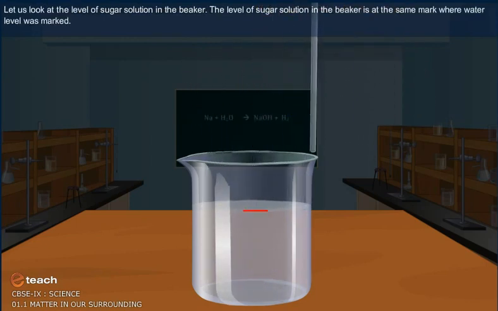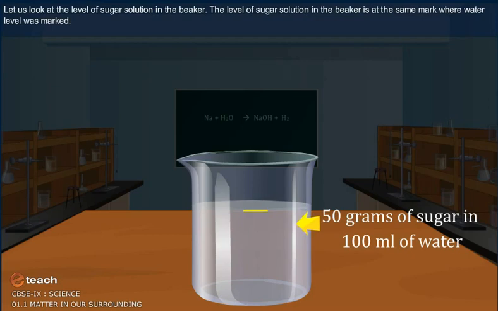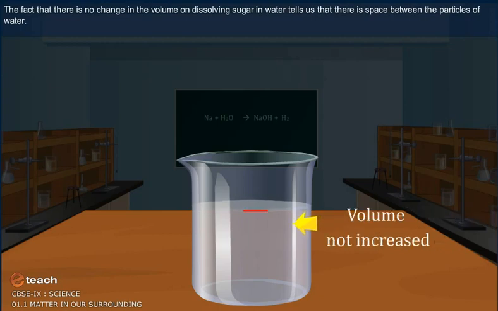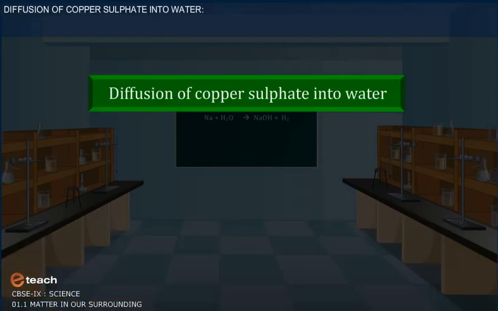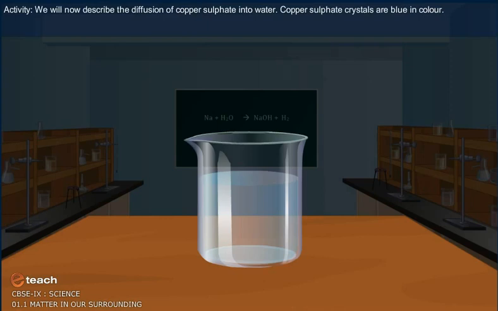Let us look at the level of sugar solution in the beaker. The level of sugar solution in the beaker is at the same mark where the water level was marked. The fact that there is no change in the volume on dissolving sugar in water tells us that there are spaces between the particles of water. Diffusion of copper sulfate into water. Activity: we will now describe the diffusion of copper sulfate into water.